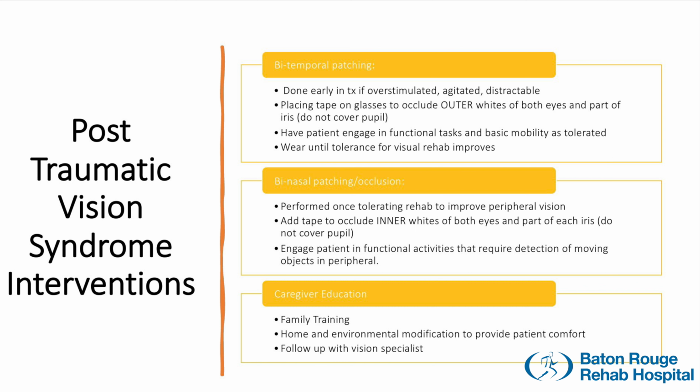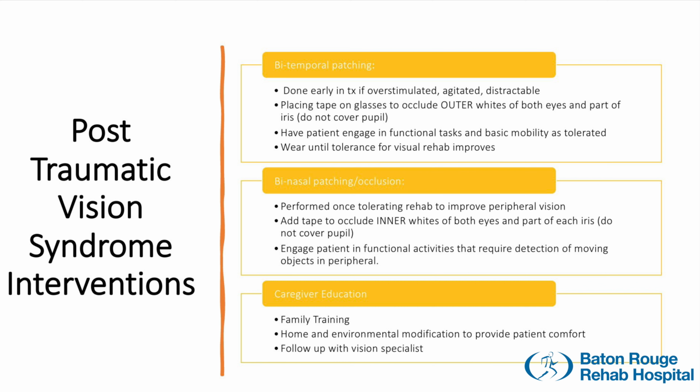Once the patient's ability to tolerate therapy improves, you can then trial a binasal patching technique to reduce patient symptoms and increase the patient's processing and integration of stimulus in the peripheral visual system. Binasal patching can be done by placing tape on patients' glasses or lenses to include the inner whites of both eyes and part of each iris, while again not covering the pupil.